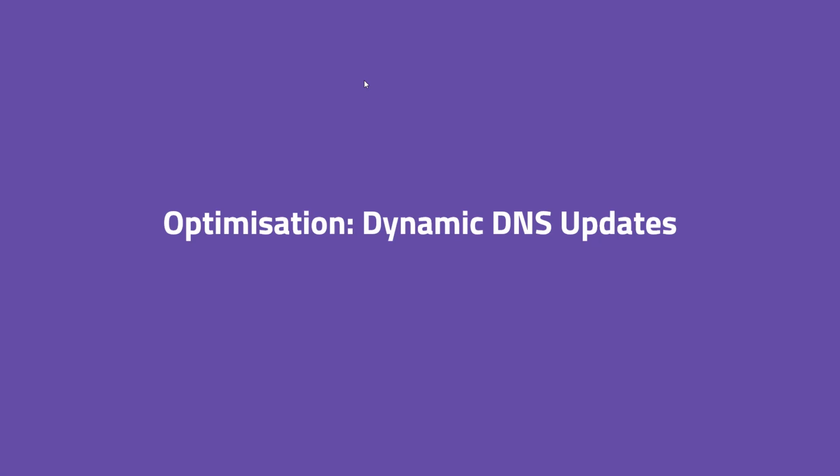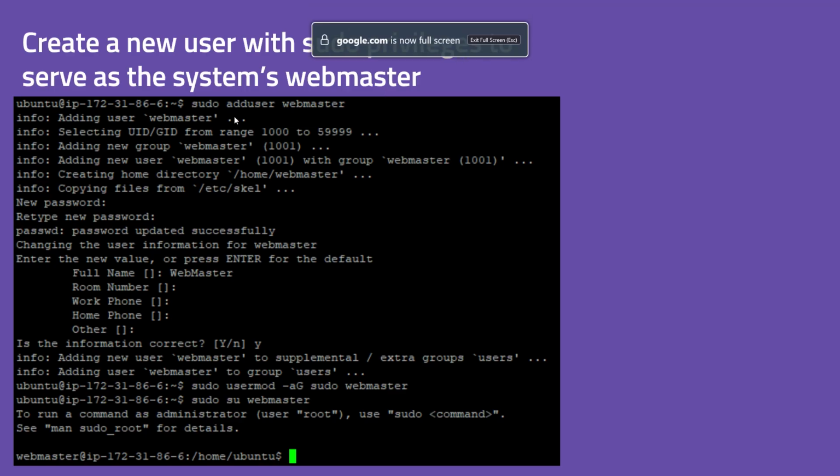In this video, I will be going over an optimization I made to CNS's website, that being Dynamic DNS Updates, or DDNS. So the first thing we need to do to actually set this up is to create a new user with sudo privileges to serve as the system's webmaster.